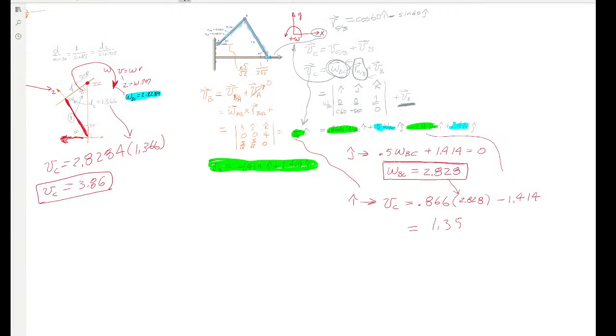Okay, so suddenly I got a problem. I get two different velocities for the velocity of C. Let's see if we can figure out why, what is going on here. Let's take a real close look here and see if I can find the error.